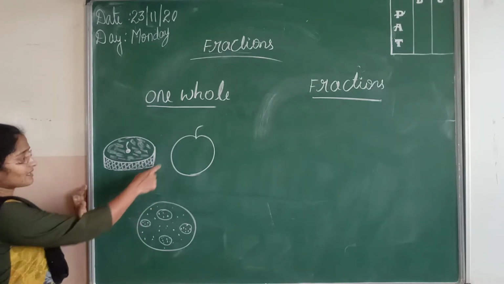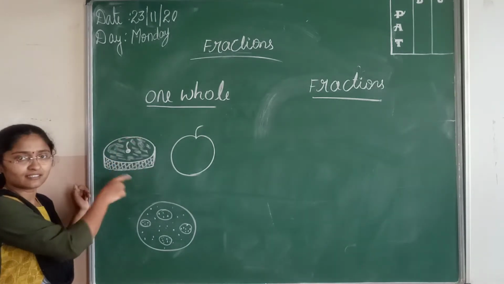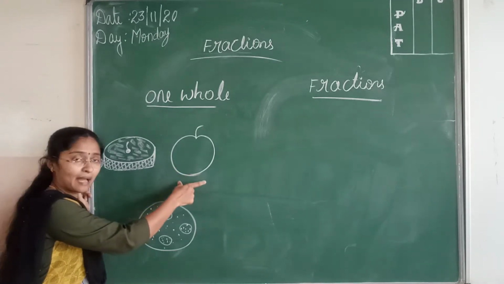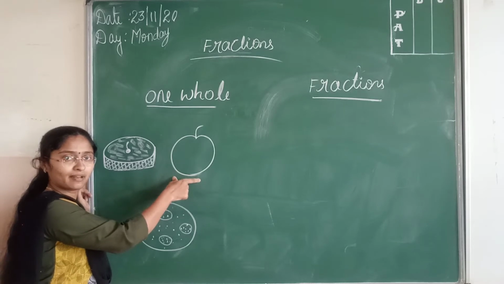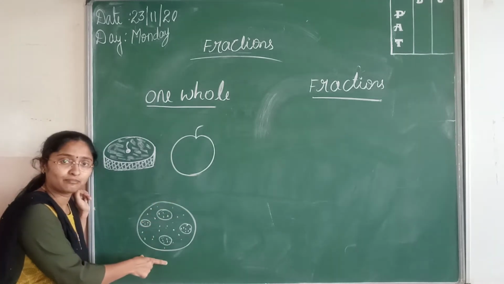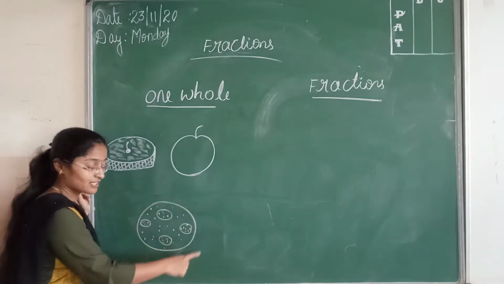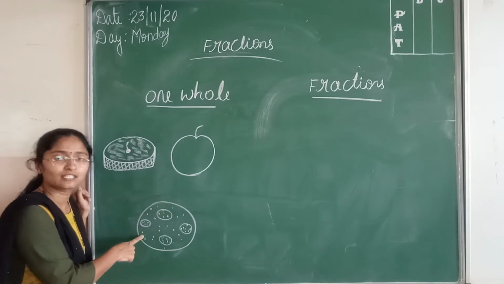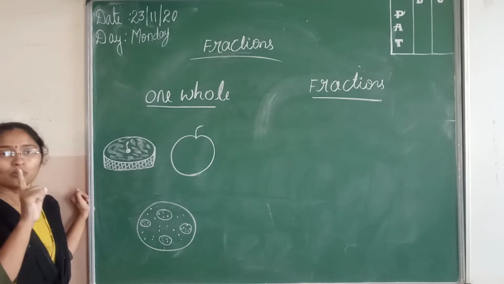So this cake is one full cake. Have we cut it? No. Have we eaten any part of it? No. And the apple is the same. We did not eat anything from the apple, and we did not cut it either. And the pizza is also the same. It's one full pizza. So if any item is not cut into any parts, then we call it one whole.